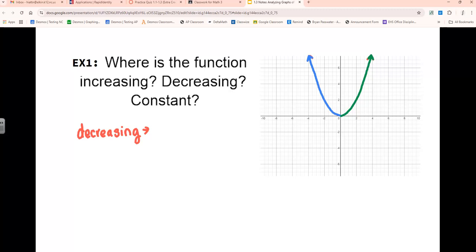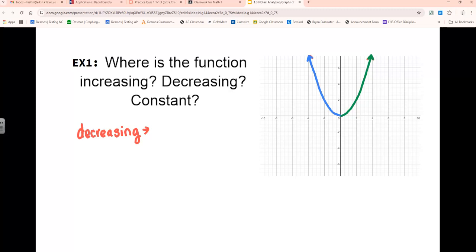Students mess this up because they want to start from the middle of the graph and go up and say this is increasing all the time, right? Like both sides are going up. But we're thinking left to right. So over here on the left, you are going down until you get to the middle of that graph. You have to give the x values where this is happening.